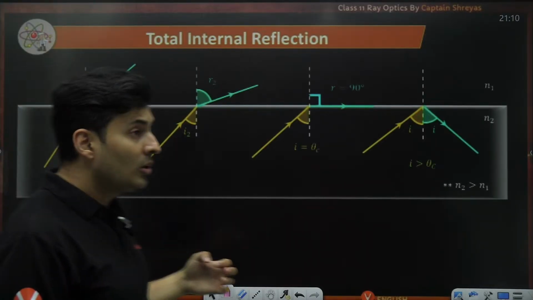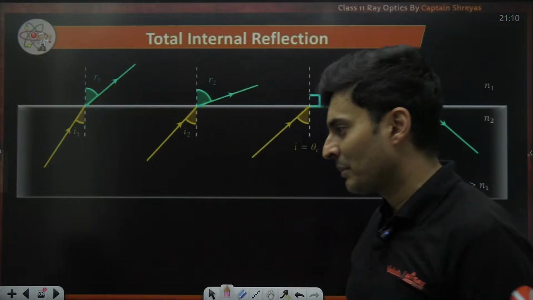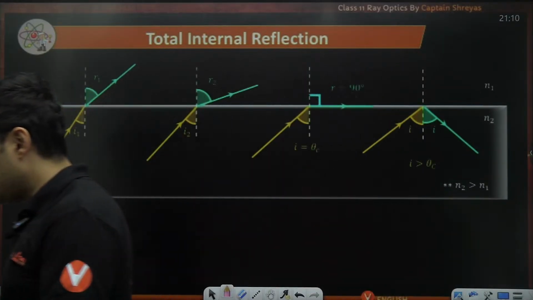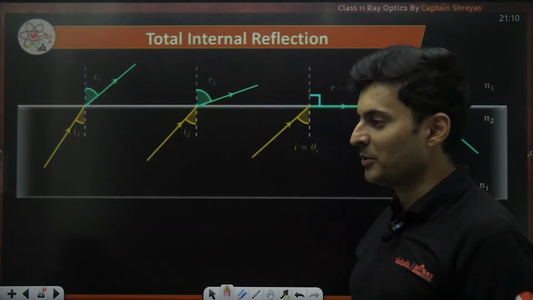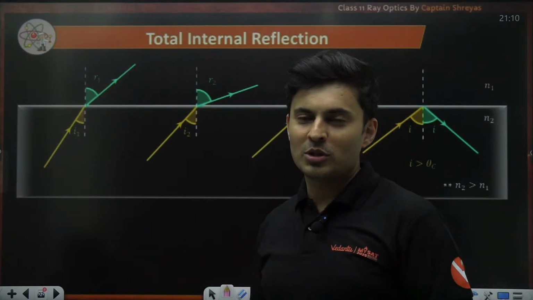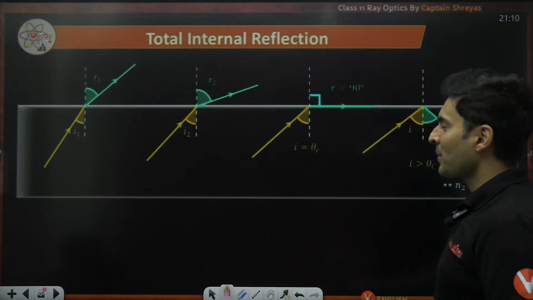The concept of total internal reflection. Okay, total internal reflection. All right, gravitation is also coming after rotational motion. So we'll have to wait for rotational motion to be over, then we'll make gravitation.